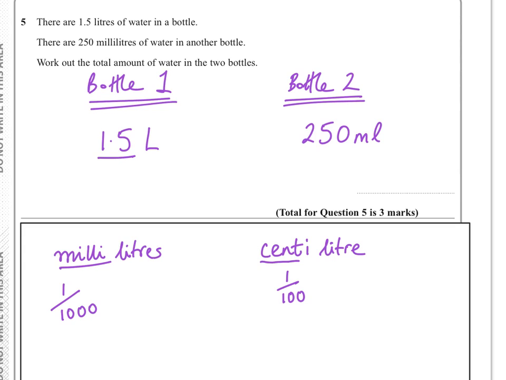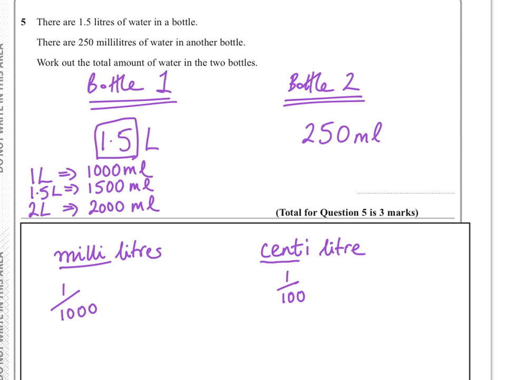Now, a calculator won't help you here necessarily, but if you know that 1 litre would be 1,000 of these little millilitres, and you know that 2 litres then would be 2,000 millilitres, I hope you're okay with 1.5 litres is halfway between them, which would be 1,500 millilitres. So the way in which your calculator could help is you could do 1.5 multiplied by 1,000, and that would convert it to mils or millilitres.